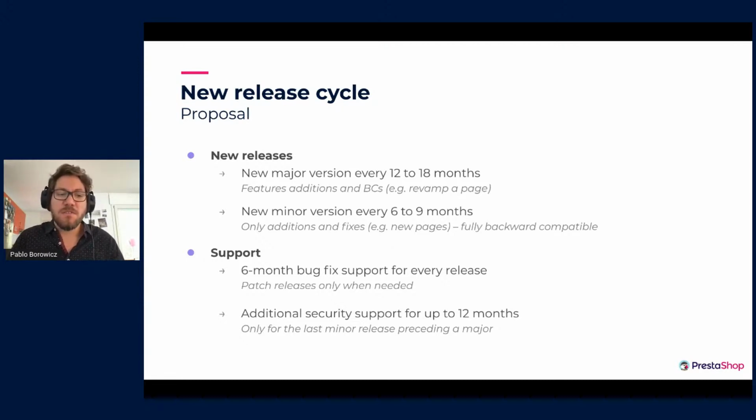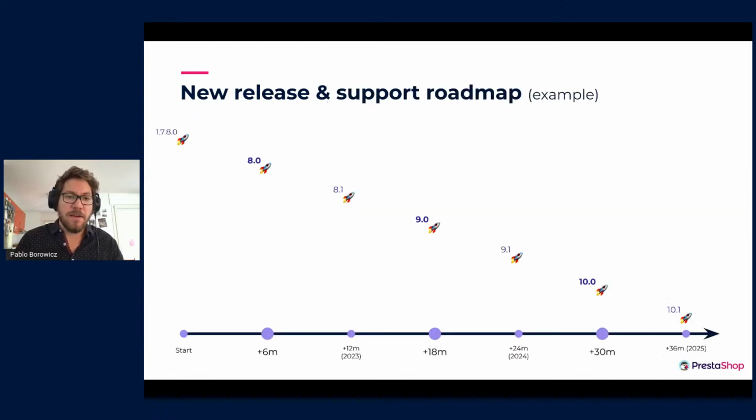So 6 months after every release, we have a support window. And every minor release, the final minor release from a major branch, will get an additional security support for up to 12 months, like a full year on top of the 6 months. And let me just give you a chart of what it would look like to make it more clear.